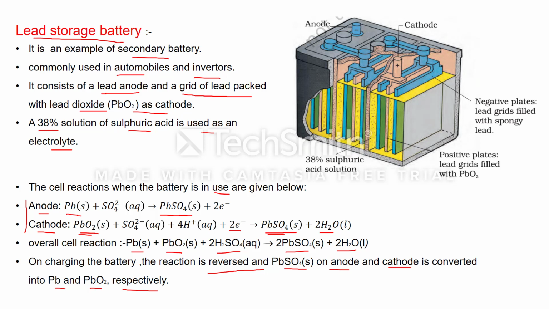Is that clear? Whatever battery we are using, actually this is the combination of more than one lead storage cell. Generally, its voltage is 2 volt, and generally 12 volt batteries are in use, and that's why this is the combination of 6 lead storage cells. 6 cathodes and 6 anodes are linked in series, and we will get the lead storage battery of 12 volt.